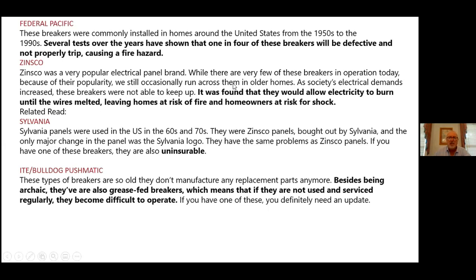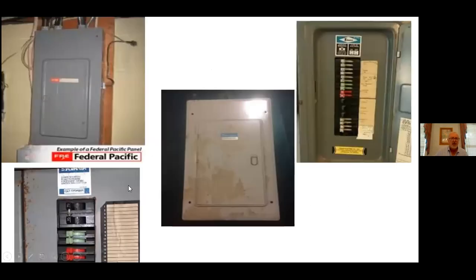Zinsco was a popular panel brand, with very few breakers in operation today, and it was found that they would allow the electricity to burn until the wires melted, leaving the house at risk of fire or shock. And Sylvania, don't see too many of those Sylvania panels around. There was also a brand name made under Zinsco, and then the ITE Bulldog Pushmatic, same thing. This is kind of what they looked like. The Federal Pacific had a little red tag on the left side here, and here we have a Zinsco with its blue tag and main breaker. So that's kind of what we looked at with the panels.